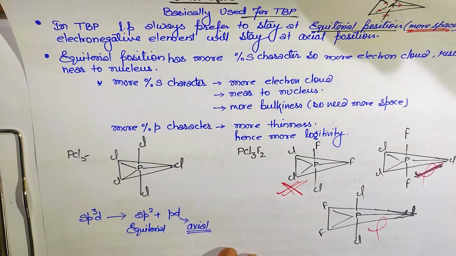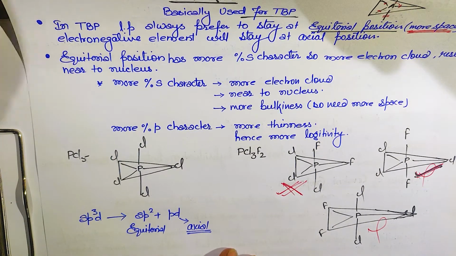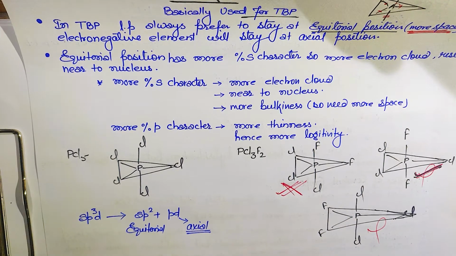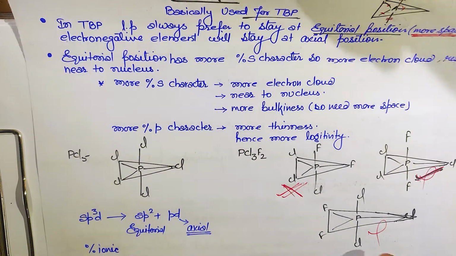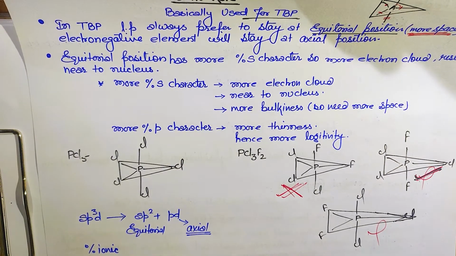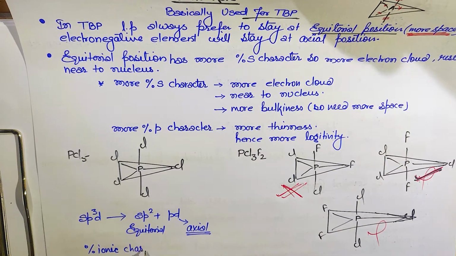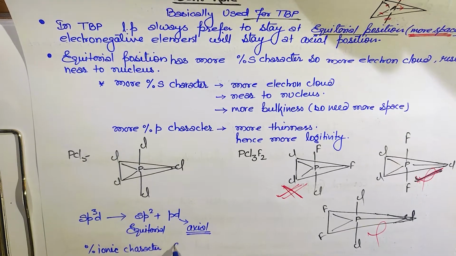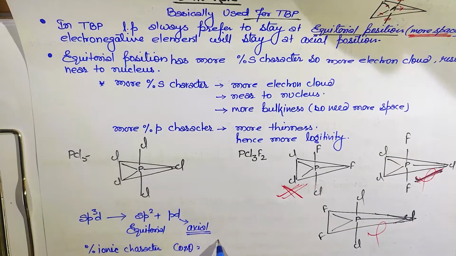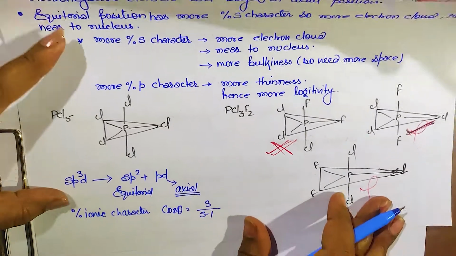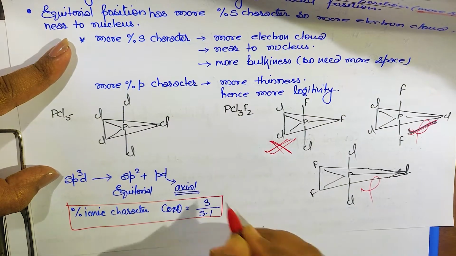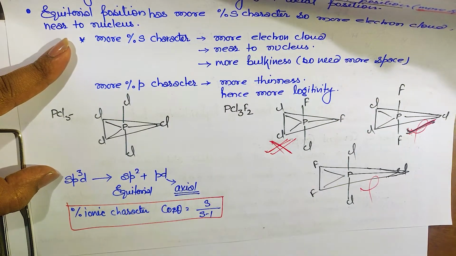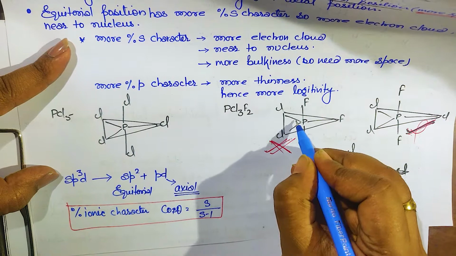Let me explain this thing. Percentage ionic character or percentage S character can be defined as percentage ionic character or S character, because more the S character, more will be the ionic character. So we can say: cos theta is equal to S upon S minus 1. This S is orbital. This is the formula. Now, if I am talking about the equatorial position, the equatorial angle is 120, isn't it?